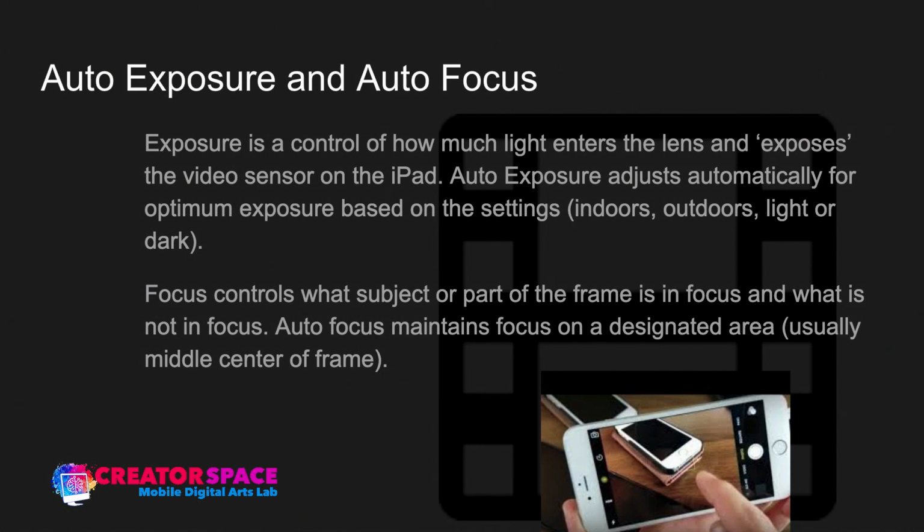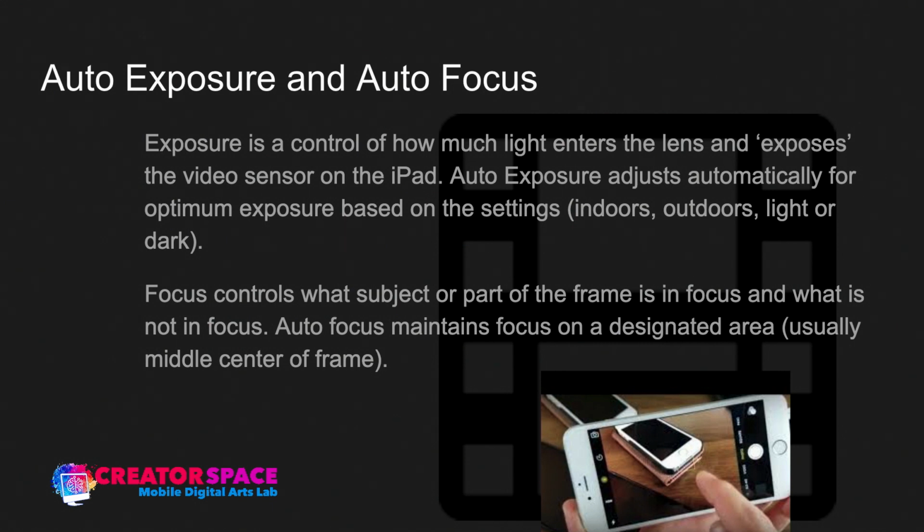So you can see on the bottom right, there's that little image with the yellow box, and that usually refers to what the autofocus is focusing on, right? So exposure, let's define what that is. We'll hear about this a lot: it's overexposed or it's underexposed, right? Exposure controls how much light enters the lens and exposes the video sensor. The iPad has this sensor that takes in light and translates that light into the image and data. So it's all digital ones and zeros, but exposure is how much light is getting to that sensor.